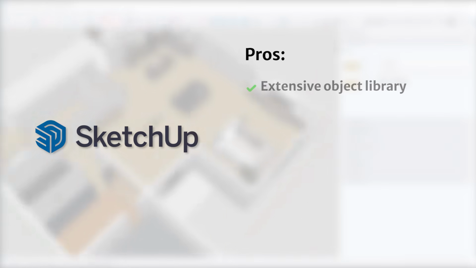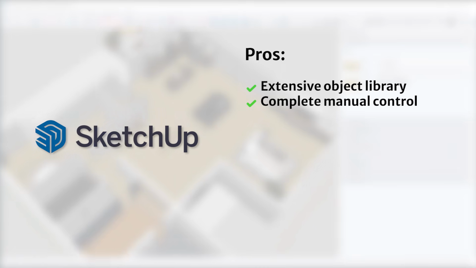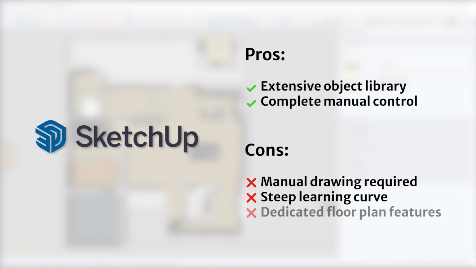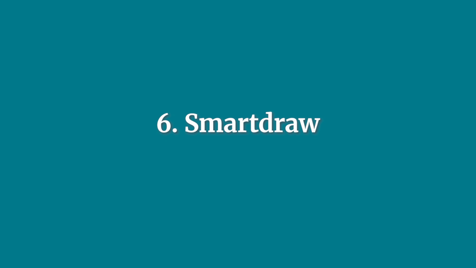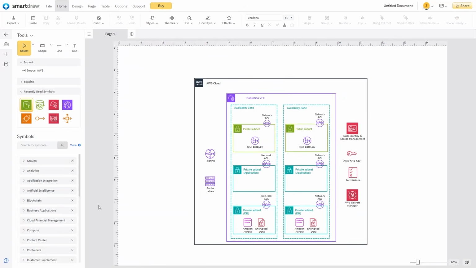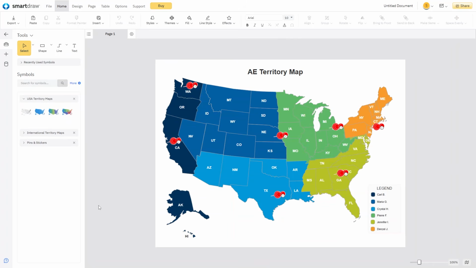An extensive object library and complete manual control can be ideal for some. On the other hand, the manual drawing, steep learning curve, and lack of dedicated floor plan features appear to be drawbacks. Sixth, SmartDraw. SmartDraw is positioned as a general-purpose diagramming tool that includes floor plans as one of many supported use cases.